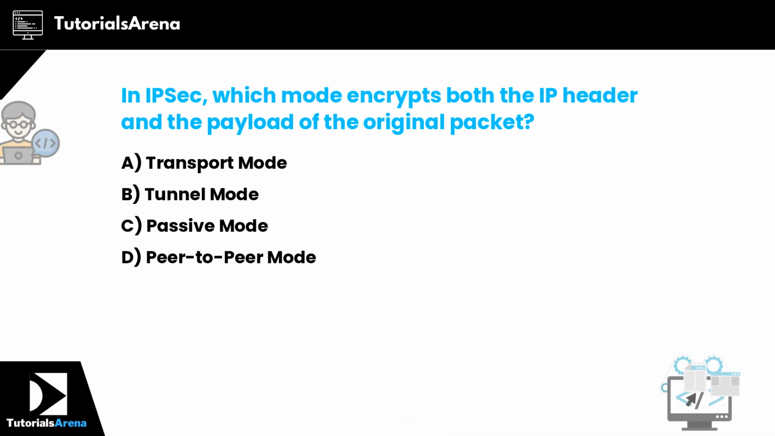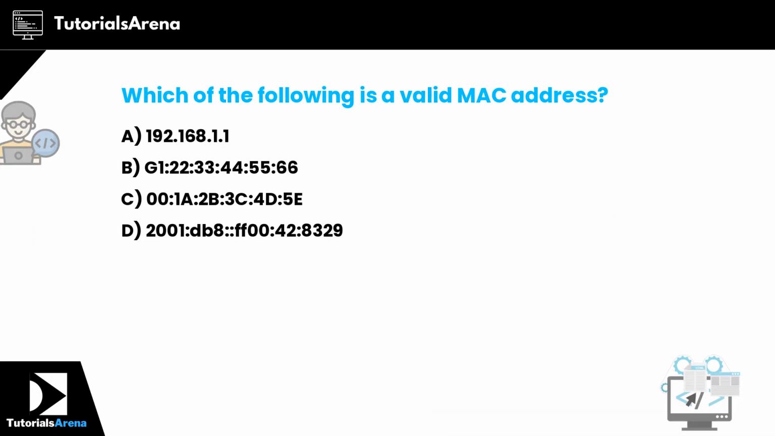In IPSec, which mode encrypts both the IP header and the payload of the original packet? The correct answer is option B, tunnel mode. Which of the following is a valid MAC address? The correct answer is option C, 00:1A:2B:3C:4D:5E.